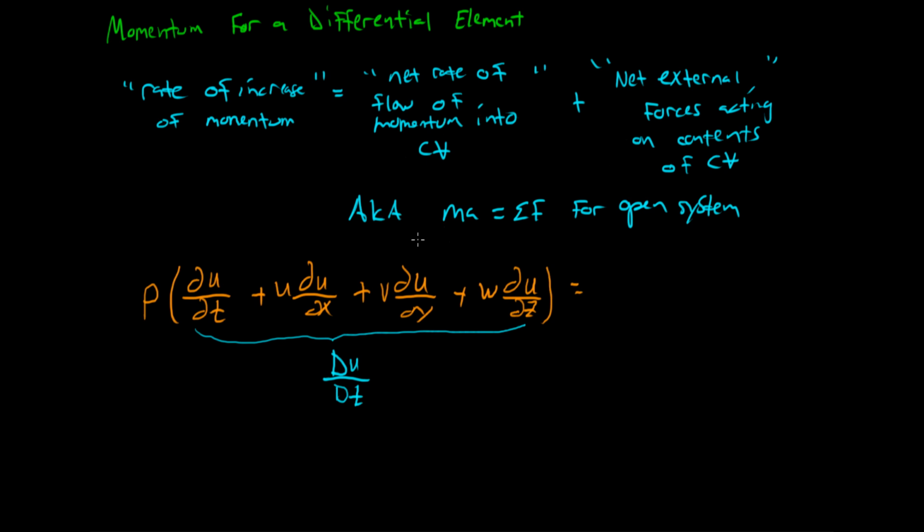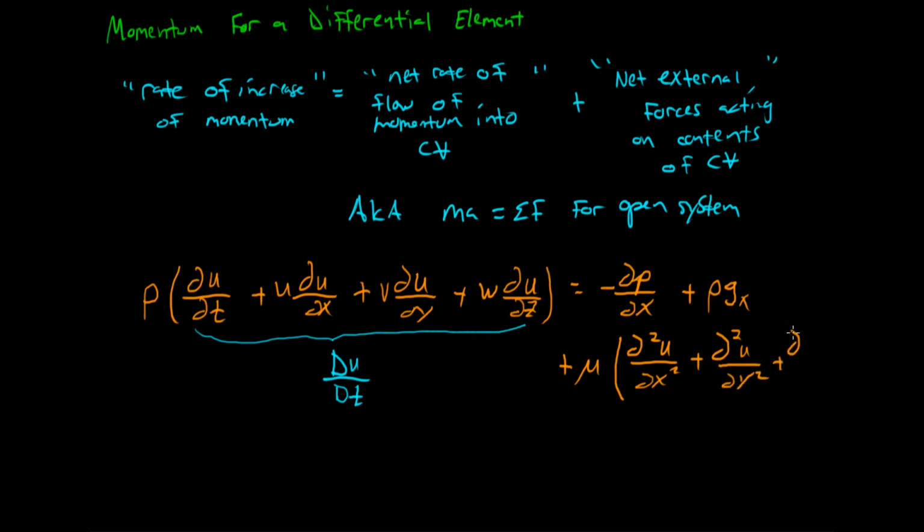forces and flows. On the right-hand side, the forces we get are the pressure, which looks like minus dp dx. We have the body force, or gravity, which is rho g. This has units of force per mass, so we multiply by rho there, which makes the units work. And lastly, we have the viscous effects, which propagate through for a 3D flow as mu times d squared u dx squared plus d squared u dy squared plus d squared u dz squared. So that's the x direction momentum equation.